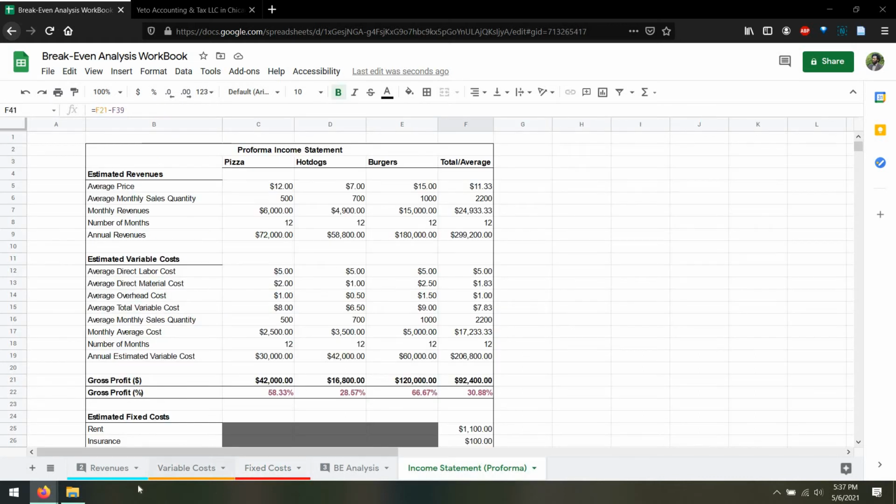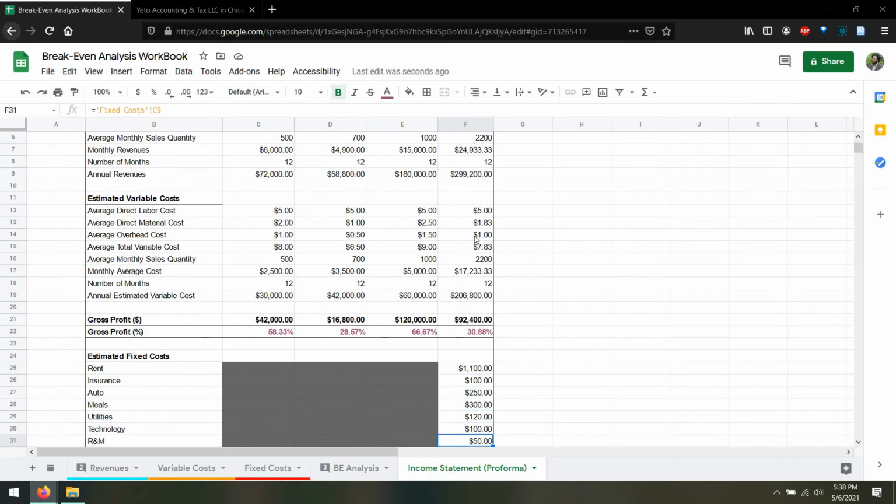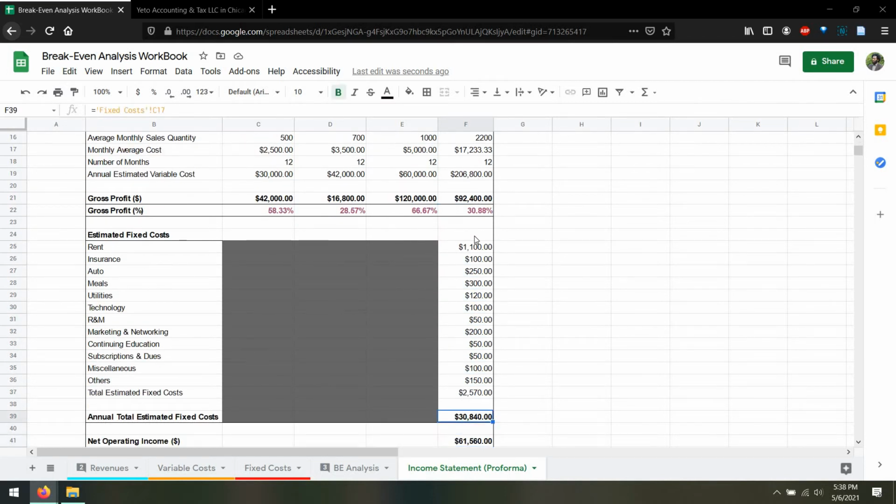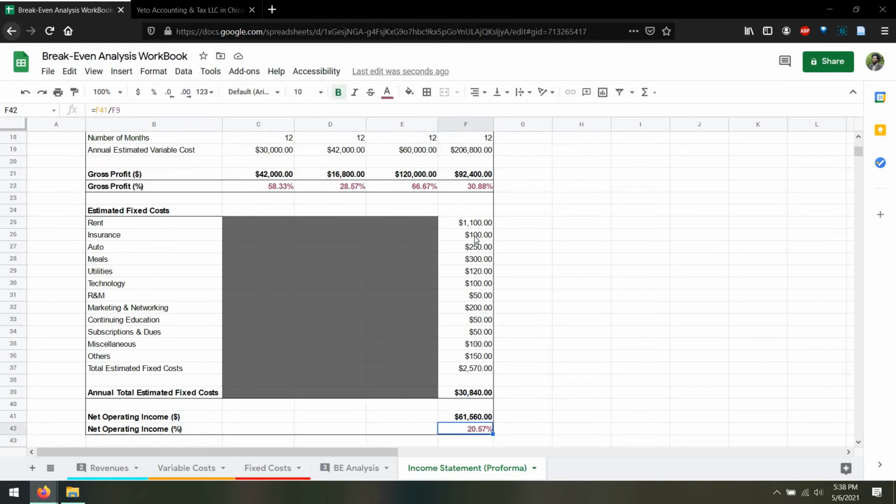And based on this information, our income statement is developed. All right, so we have our income statement here, the total revenue, and then we have the estimated variable cost, and then based on that we have our gross profit. From there we have our estimated fixed costs and then net operating income. So there is about 20.50% in net operating income profit. So for every burger we sell, we're making $20 on it.